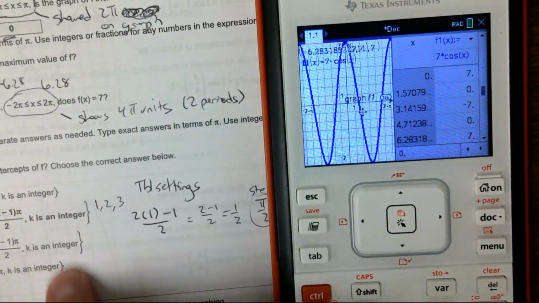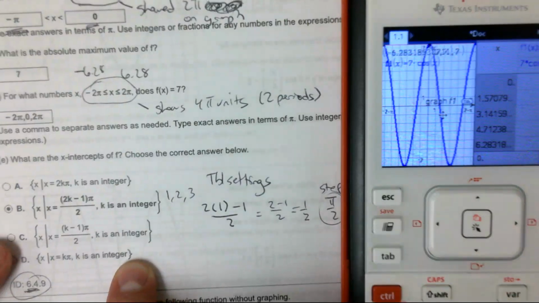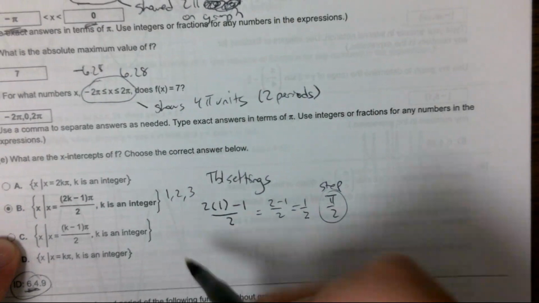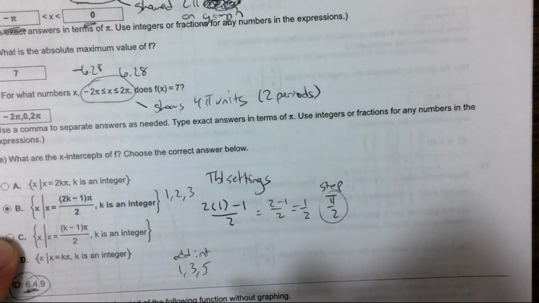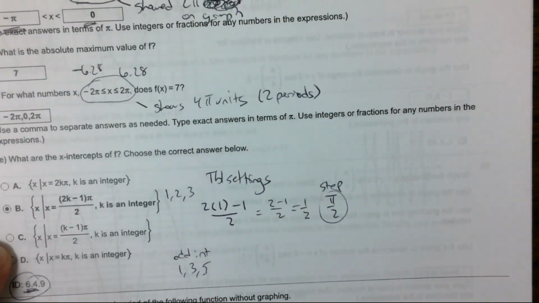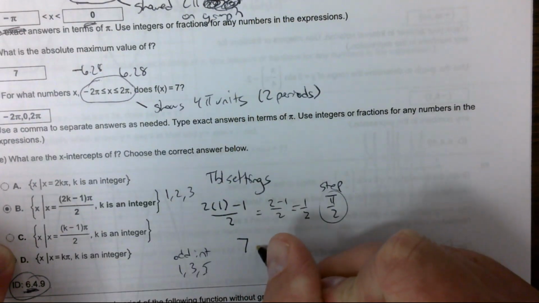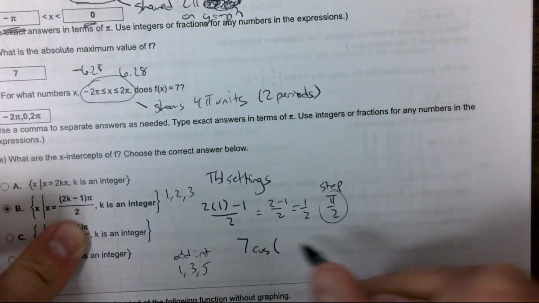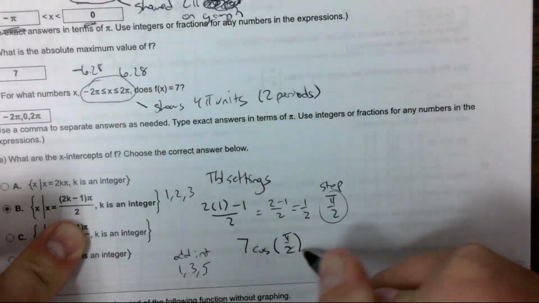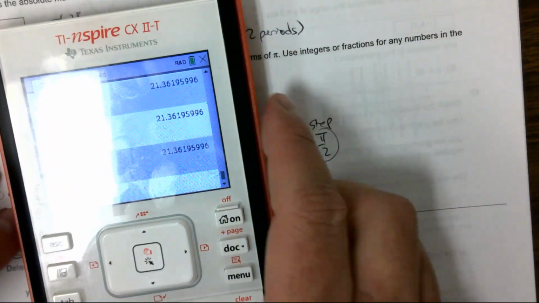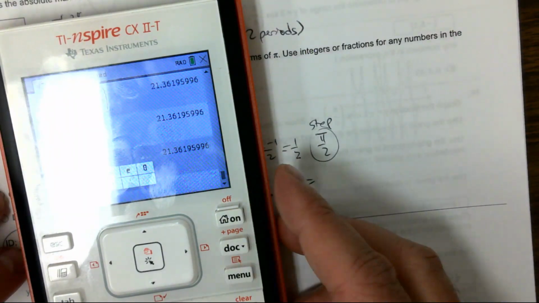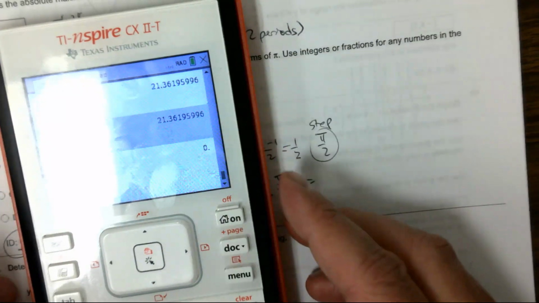Now you know when it recalculates this, sometimes it may say odd integer. So an odd integer would be like 1, 3, 5. And so you can test different values. The other way, if you don't want to mess with your table settings, is you could have done 7 cosine of pi halves. Seven cosine pi over 2, as long as you're in radian mode and you get 0.